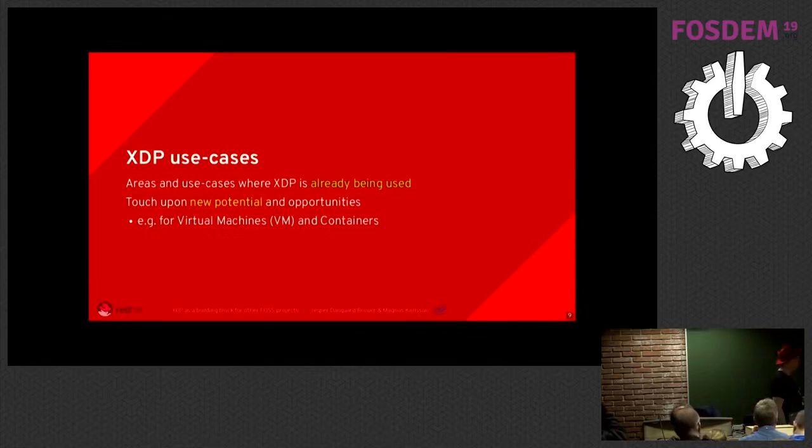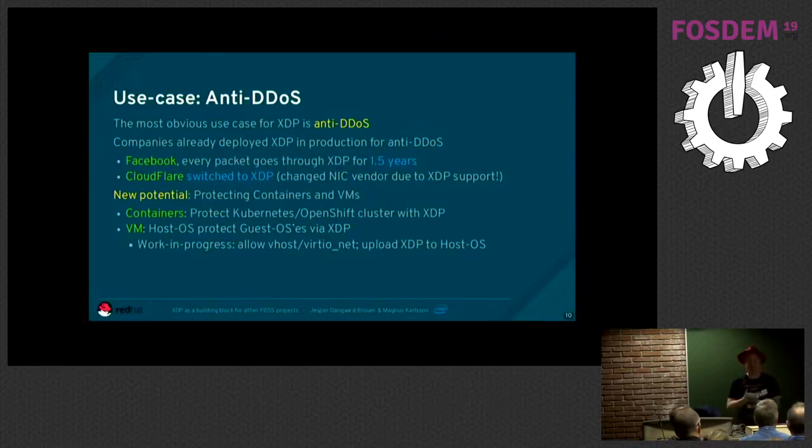So now I'm going to talk about some of the use cases where XDP has already been used, and then in each of the use cases talk about what's the new potential and opportunities. I'm going to relate that to VMs and containers. How can this work out? I'm speaking pretty fast, I think.